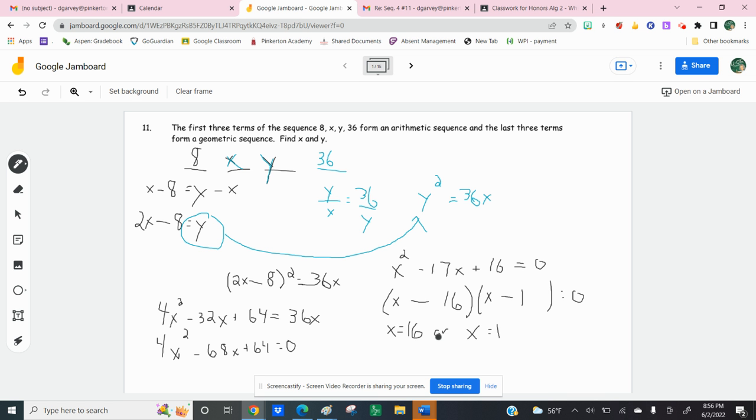I can plug both of these back in here for x to find out y. So if x is 16, 16 times 2 is 32. 32 minus 8 would be 24. So when x is 16, y is 24. And when x is 1, 2 times 1 is 2, minus 8 would be negative 6. And that would be your solution. If you have any questions, let me know.